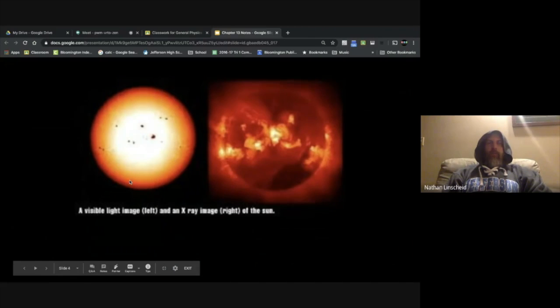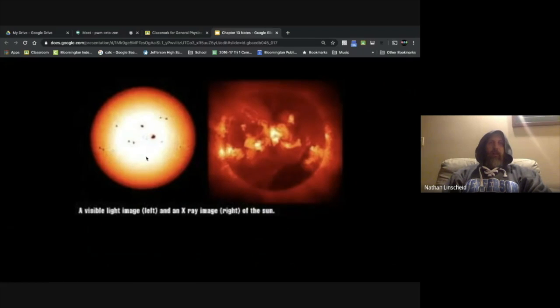We use the visible spectrum, obviously, to look at the sun, but this is what we see when we do that. Looks like the regular sun. If you look through a very powerful telescope with a filter on it, obviously don't ever look at the sun with a regular telescope, but when you put a very strong filter on it, you can actually see sunspots, which are pretty cool.